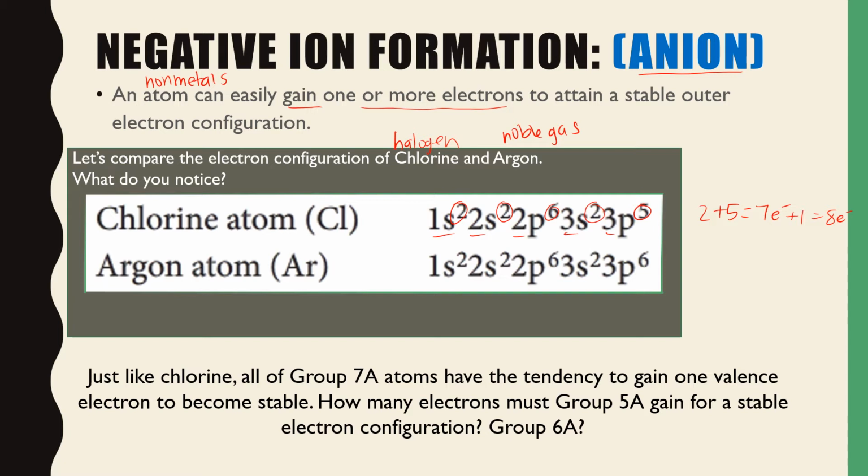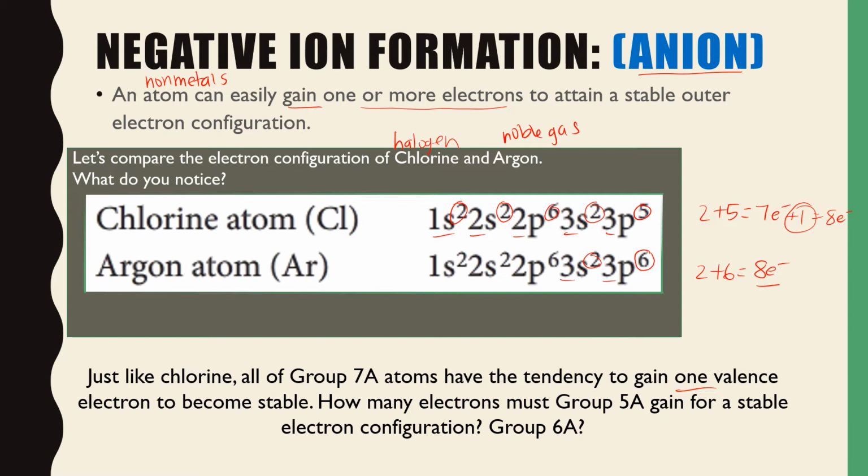If I look at argon, argon's configuration is nearly identical to that of chlorine. The only difference is this. Argon has 6 electrons in the p sublevel. So if I look at energy level 3 with 2 electrons in the s and 6 electrons in the p, it has 8 valence electrons and an octet. Just like chlorine, all of group 7A atoms have the tendency to gain 1 valence electron to become stable. So this chlorine will gain 1 additional electron to match the arrangement of electrons of argon. Now, it's not becoming argon, it's just matching the electron arrangement of argon.